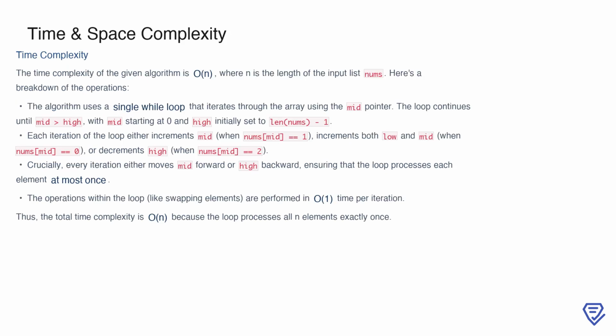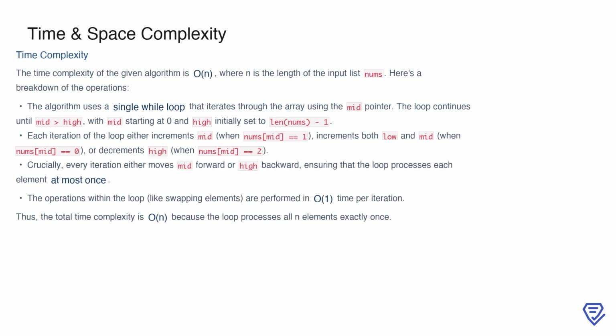The time complexity of this algorithm is O(n), where n is the length of the input array. This efficiency comes from the use of a single while loop that iterates through the array. The loop continues until the mid pointer surpasses the high pointer, ensuring that every element is processed exactly once.